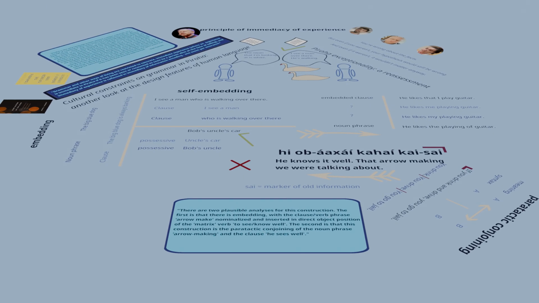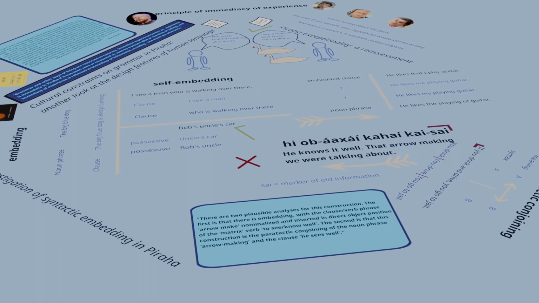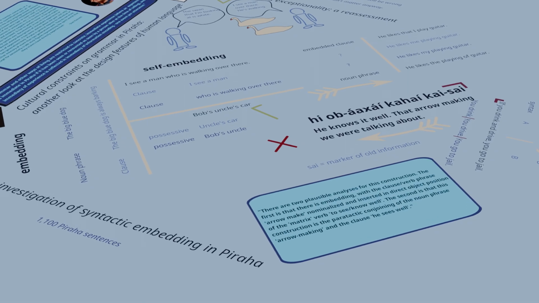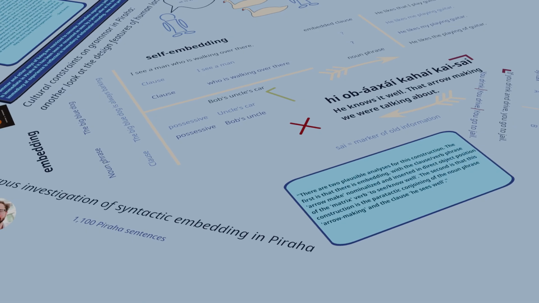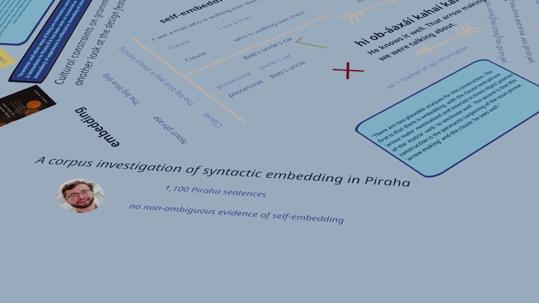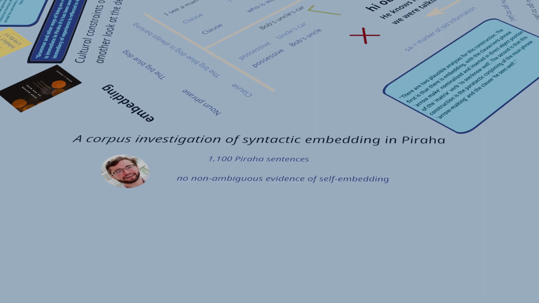Even Everett said that both interpretations, clausal embedding and parentactic conjoining, are plausible. In 2016, a team led by Richard Futrell conducted an analysis of a corpus of about 1,100 Pirahã sentences. They were looking for whether or not Pirahã had this kind of clausal embedding. They found that there was no non-ambiguous evidence for it. So, while it's not the only plausible analysis, Everett's idea that Pirahã lacks self-embedding is at least consistent with the evidence they looked through.